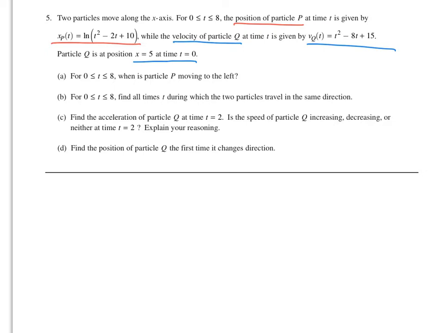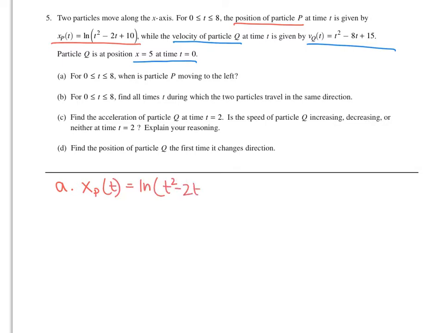So for part A, it's asking us for time greater than or equal to 0 and less than or equal to 8: when is the particle P moving to the left? Okay, what tells us whether a particle is moving left or right? That's your velocity function. So what we're looking for here in part A is when is the velocity, or our first derivative of our function x, negative?